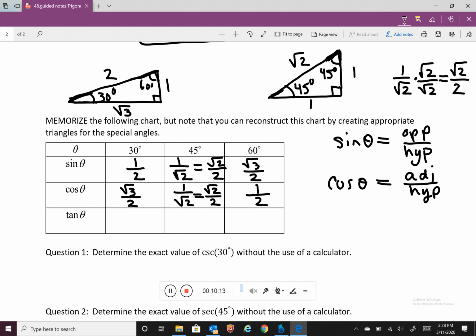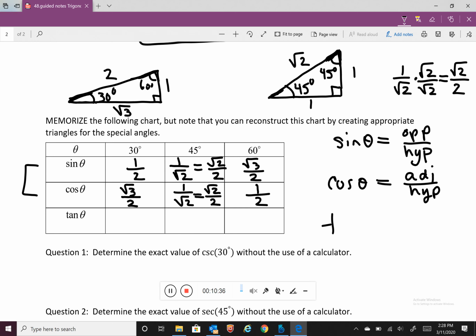And please take a few moments to notice the relationship between sine and cosine. The line for sine reverses for the line of cosine. So that should absolutely be a hint to help you remember how to memorize sine and cosine for these three angles.